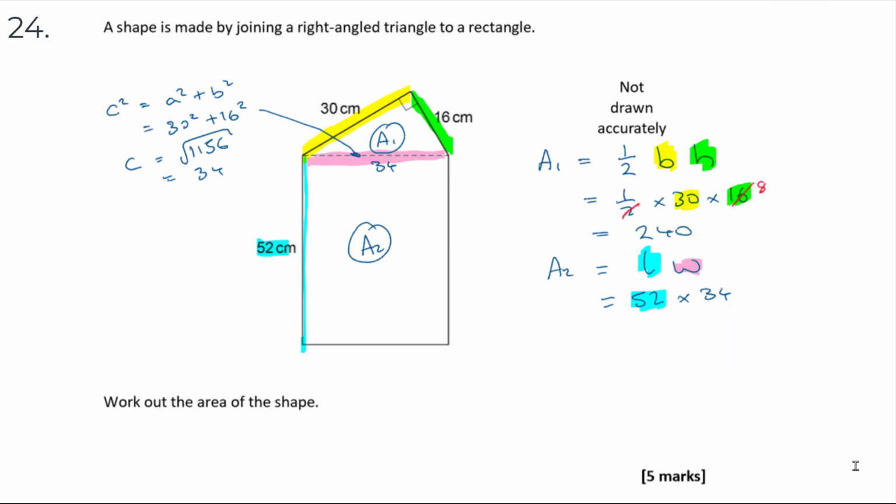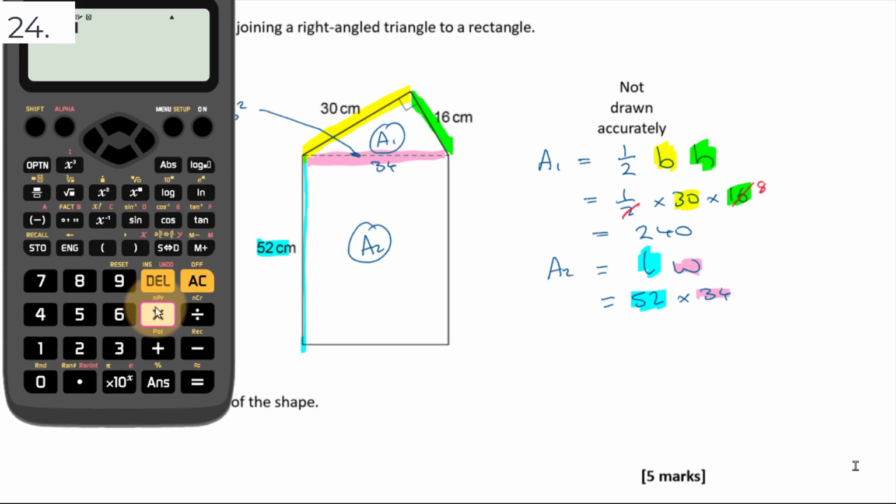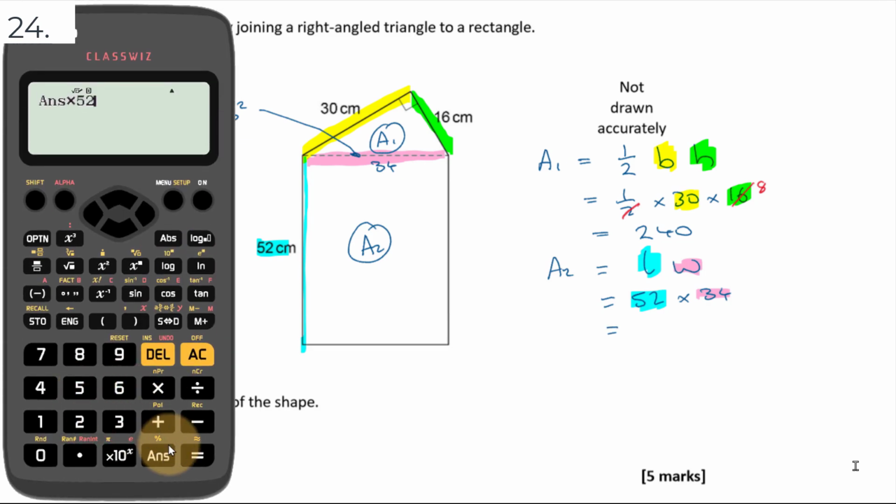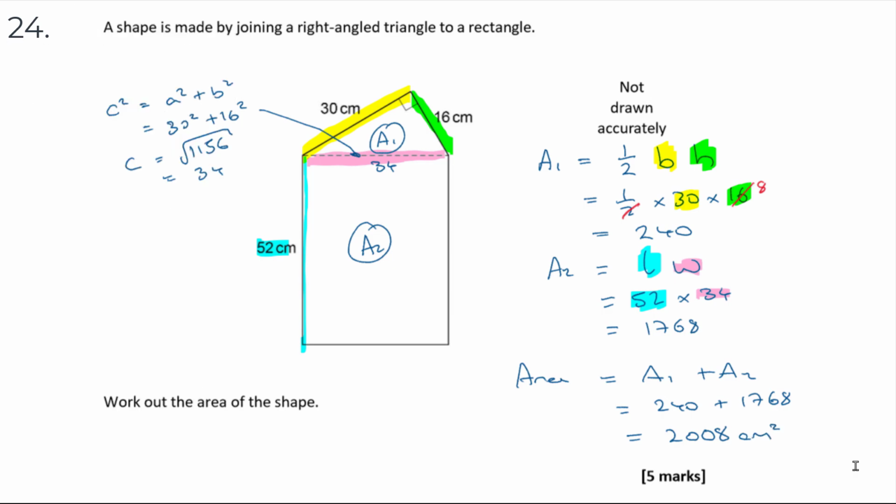Subbing that into my calculation here, 52 times 34, times that by 30, 52, I'm going to get 1768. And so then the area is going to be those two things added together, isn't it? So it's going to be 240 plus 1768. And that comes out to be 2008 units, centimeters squared.